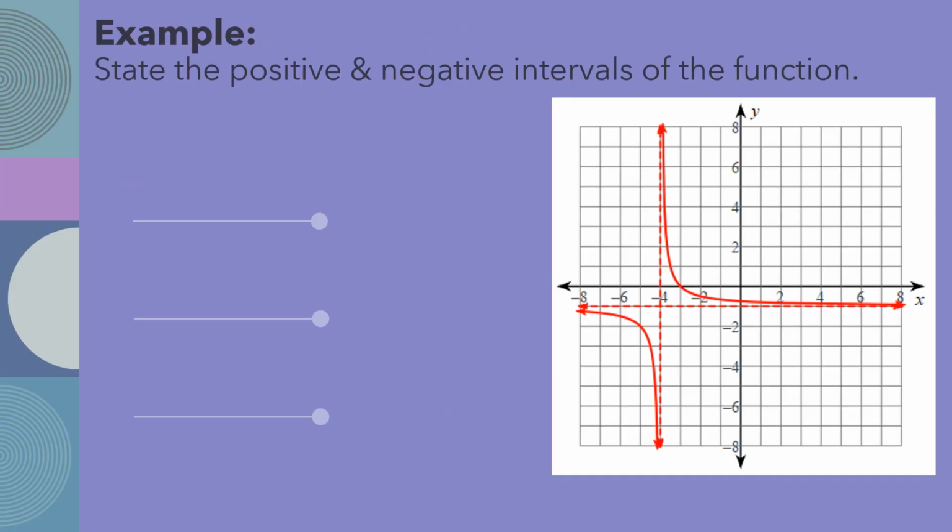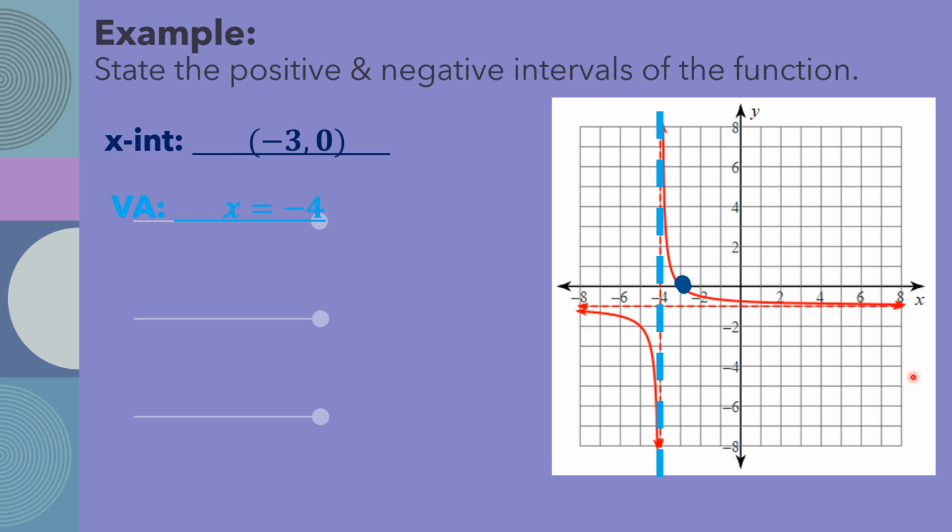Our first example: stating the positive and negative intervals of the function. So we first want to determine the x-intercept. In this graph, it crosses the x-axis at -3, so that's our x-intercept. Next, determine your vertical asymptote, and we see our vertical asymptote at x equals -4. Now we're going to look at the sections of the graph across the entire domain. So we're going all the way from -infinity to the vertical asymptote, the x-intercept, and all the way out to positive infinity.